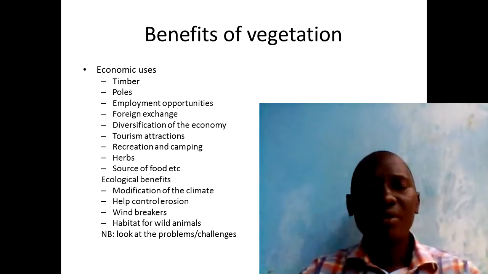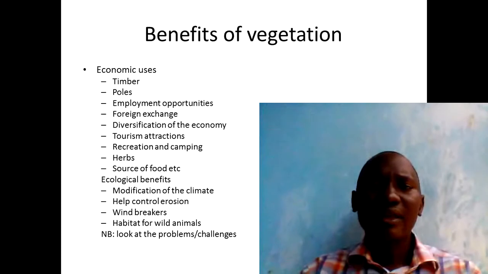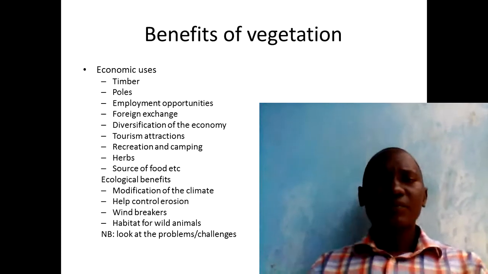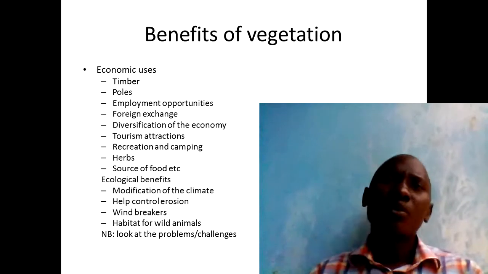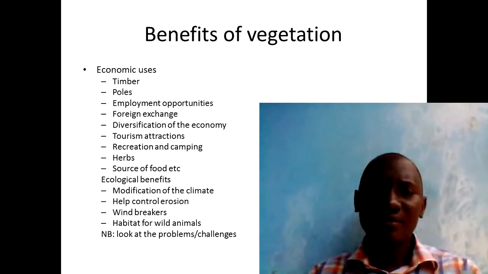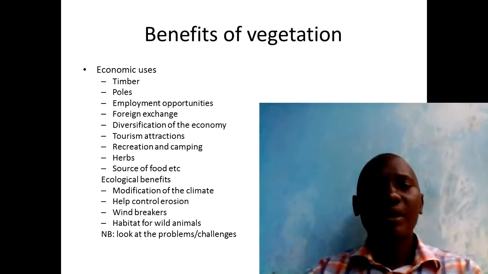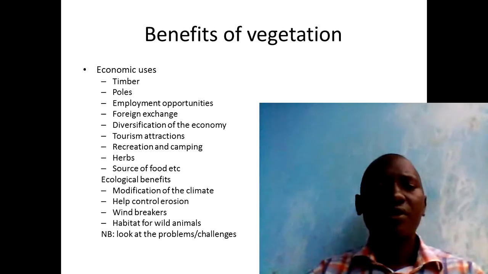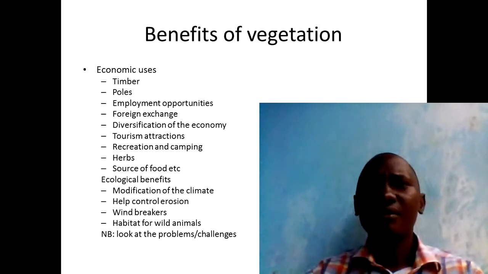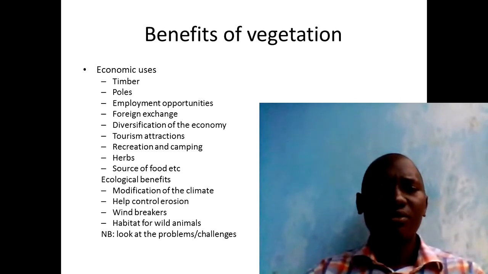We have employment opportunities. People work in the sawmills, people work in the timber yards, people work as game rangers, forest rangers. All these are people employed in the forest sector, benefiting from the natural vegetation of East Africa. We have foreign exchange through exportation of forest products. We export forest products, timber, pulp. We export many other things.